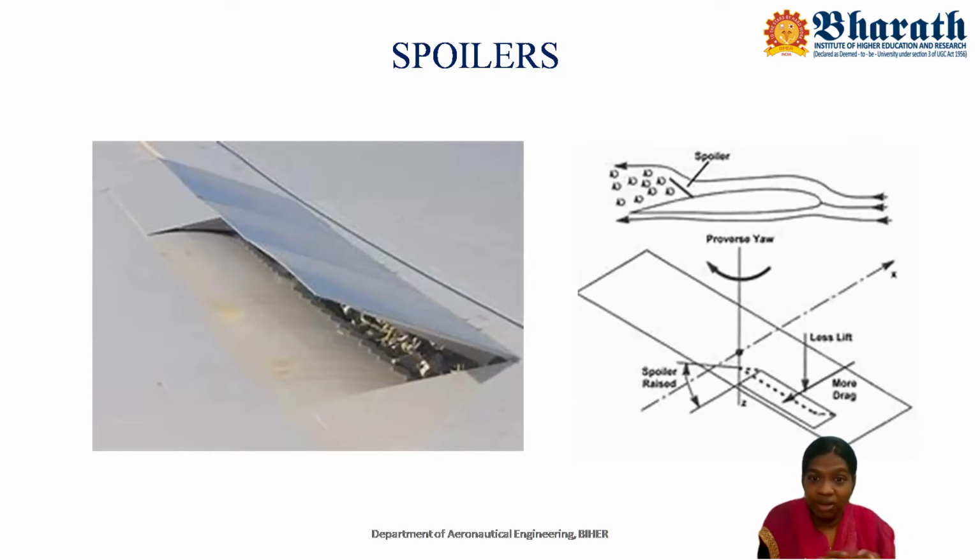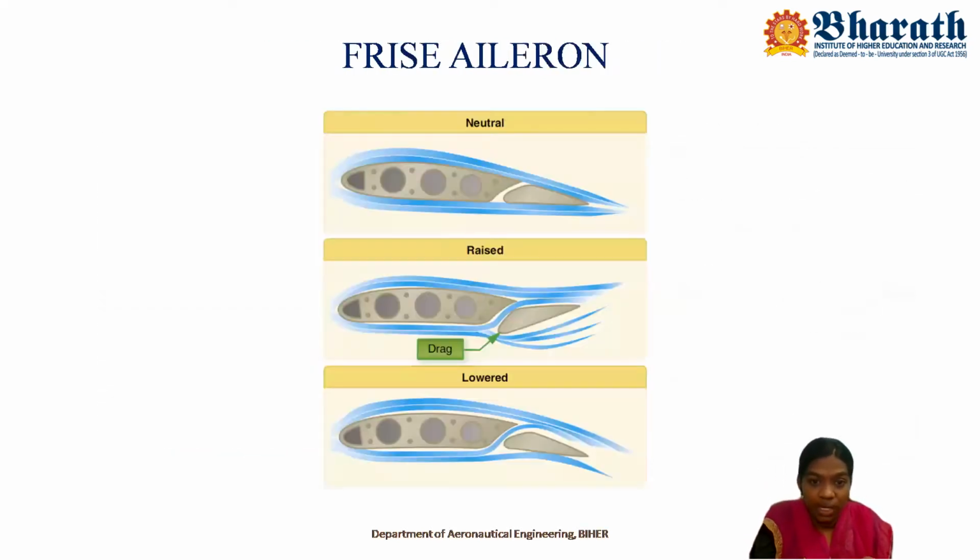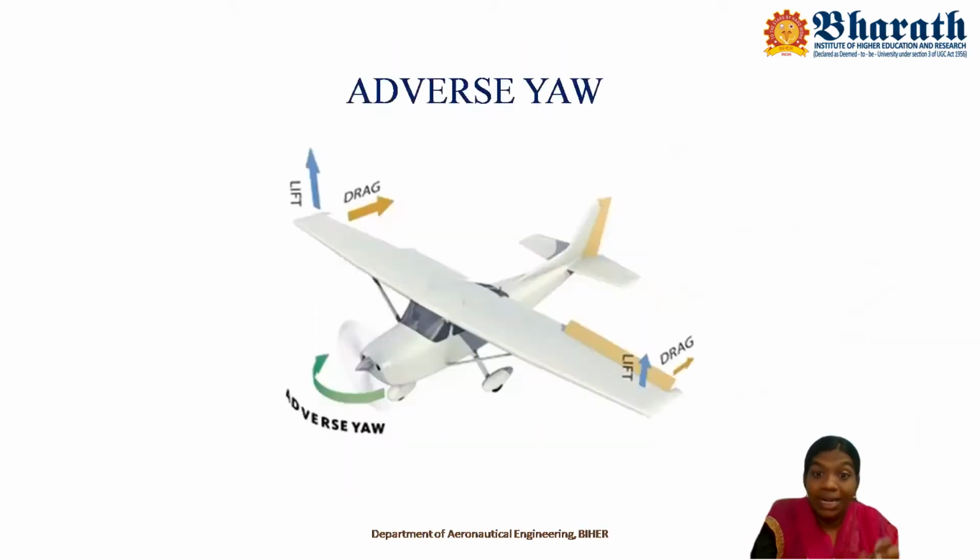So you see there is less lift. The spoiler should be deflected only in this wing. Yeah, only in this wing. When the spoilers are deflected in this wing, automatically less lift will be generated. That's okay. Our intention is to roll towards the less lift generated wing direction, so no problem at all. But what is our intention? We are just concerned about the drag generated.